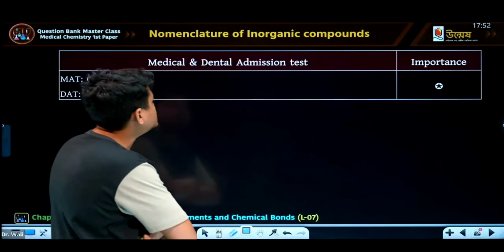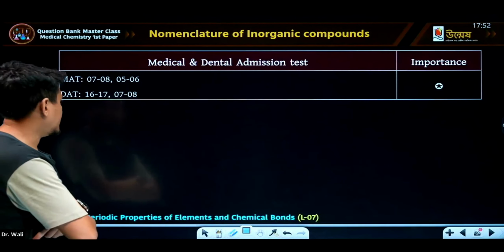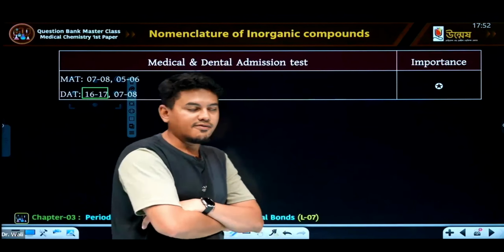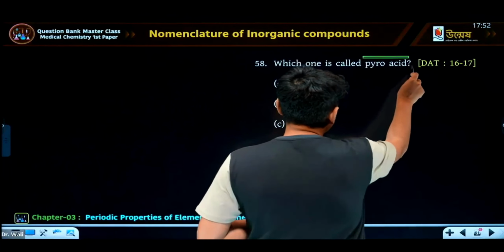Okay, now we are going to solve questions from a bit less important topic, which is nomenclature of inorganic compounds. We found a question from this topic last in the 16-17 session. Anyway, as it is in our book, we have to solve it. Which one is called pyro acid?